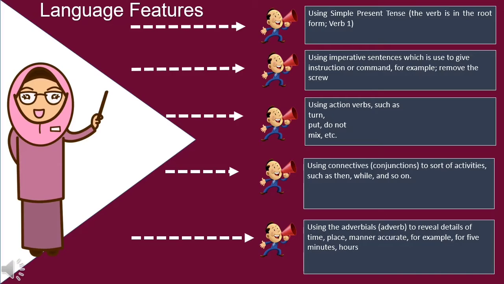3. Using action verbs such as turn, put, do not mix, and etc. 4. Using connective conjunctions to sort activities such as then, while, and so on. And 5. Using adverbials or adverbs to reveal details of time, place, and manner accurately, for example, for 5 minutes, or an hour, and etc.